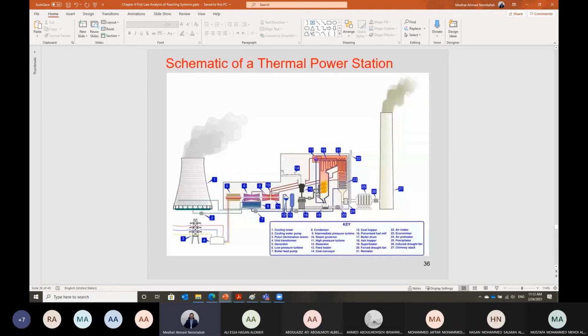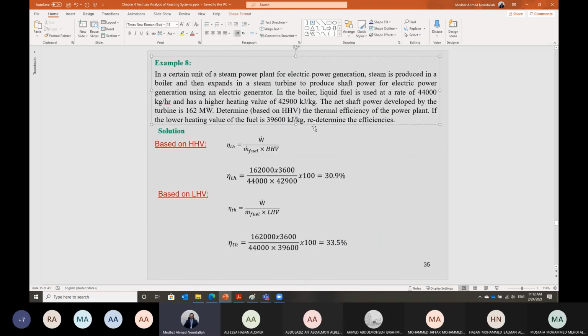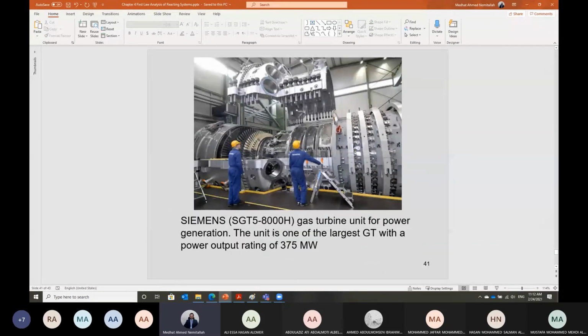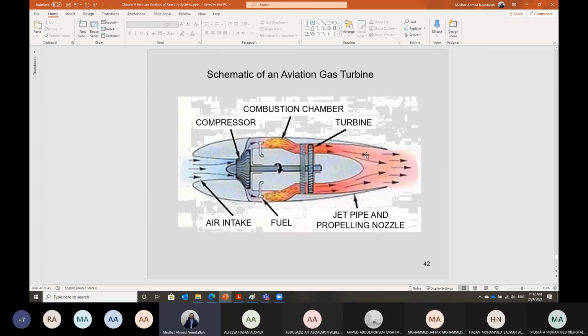375 megawatt. Look at this example for a steam power plant. The power output was 162 megawatt. This is a steam turbine, and the steam turbine should be able to give more power. But you can see the advancement in gas turbines. Now we can have a gas turbine that can provide almost double the power of a steam turbine. And that's why here in Saudi Arabia and different countries, they are using the gas turbine for electrical power generation.